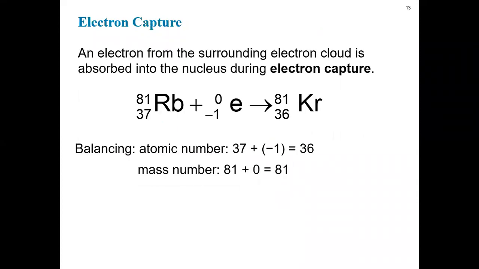Electron capture, the electron notation is e with -1 and 0, so this tells us the charge. You use the electron as a reactant. For example, if you start with 37, you can see what the atomic number will be for the product. We assume there's only one product. So therefore, that will be 36. Similarly for the mass number, 81 plus 0 is 81.